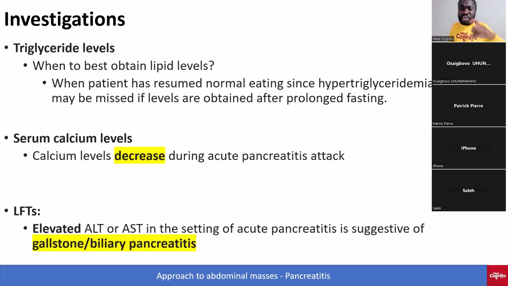When the patient has resumed normal eating since, hypertriglyceridemia may be missed if the levels are obtained after prolonged fasting. Depending on the severity of the patient's presentation, the patient may be asked to fast. If the patient is fasting for quite a number of days and you check triglyceride levels, you may not see it. But when the patient starts to eat normally, you can know that you are getting an accurate test.